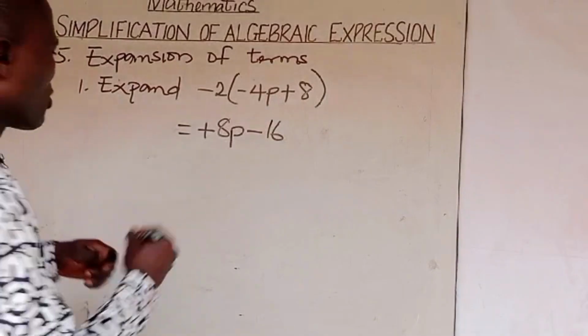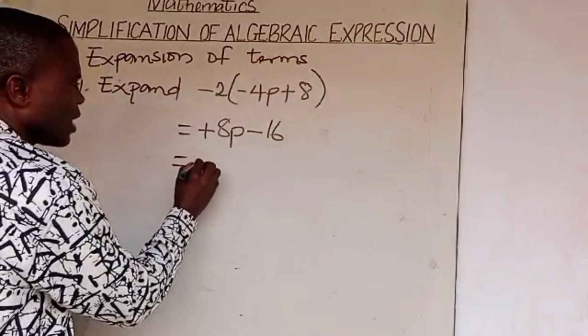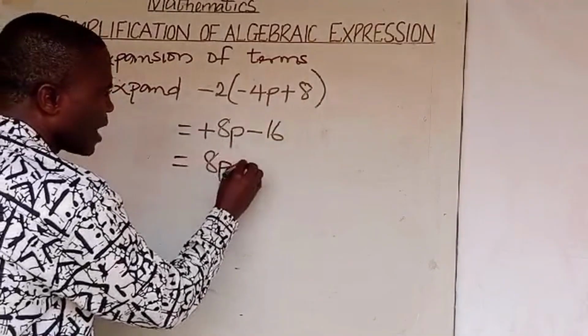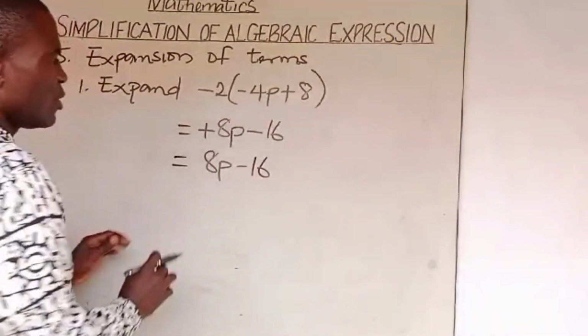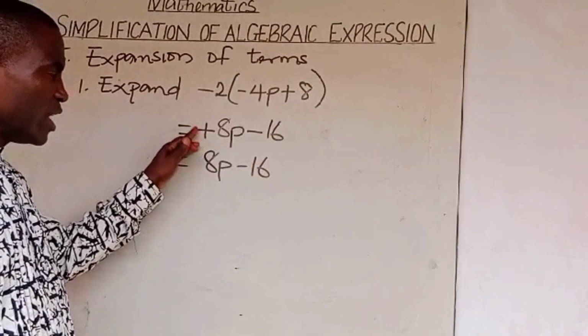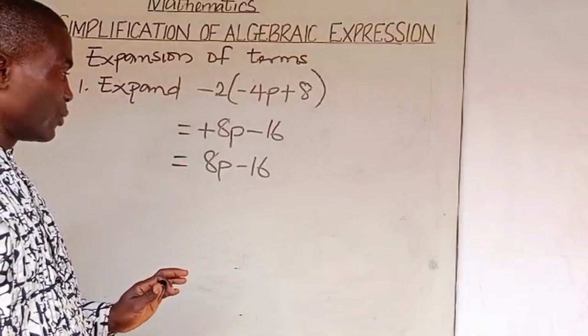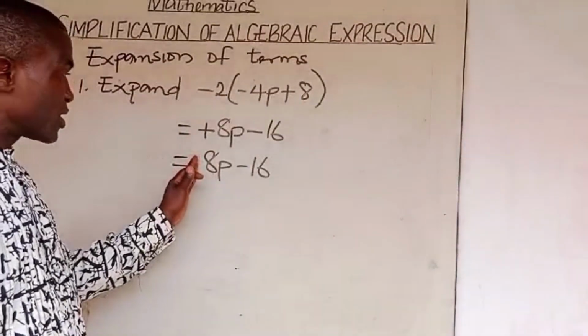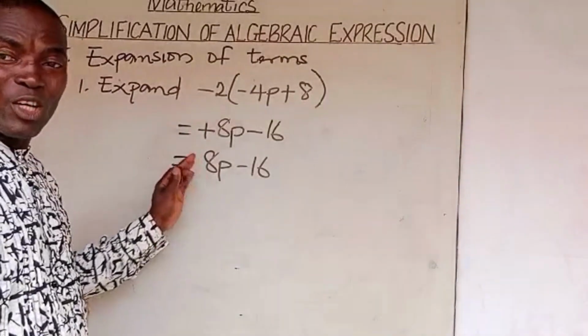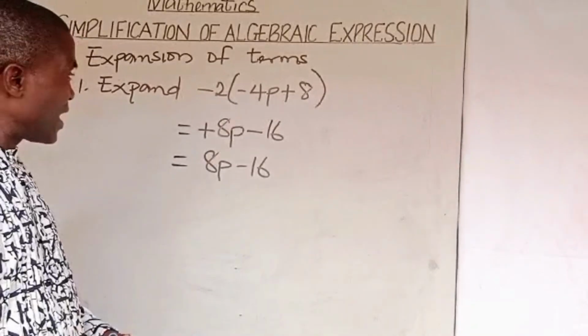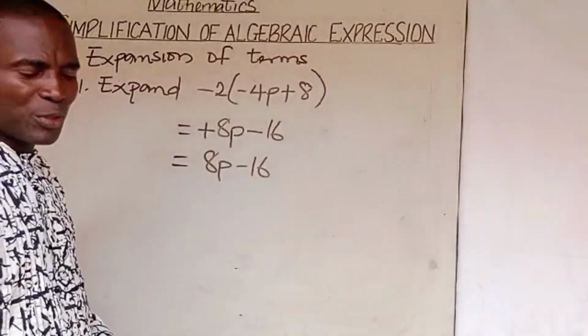And so this is now going to be the final result. You are going to have 8p minus 16. The reason is because this plus that is here is still here, but it is now invisible. But we know that plus is there. Do we understand? That is very good.